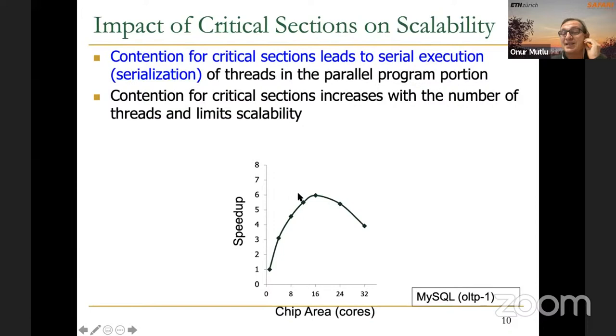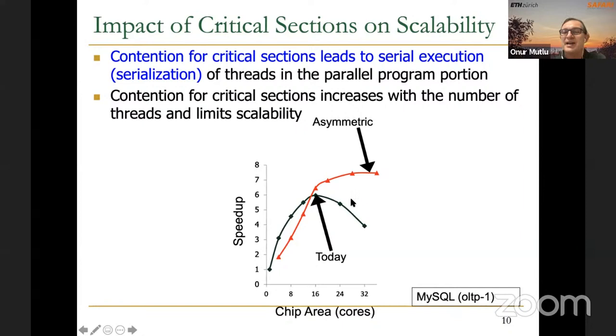So clearly, critical sections and other bottlenecks limit your scalability, so you don't get the speed up of 16 with 16 threads, right? Okay. With asymmetric cores, we will show that we can actually get a much better speed up curve. So we can actually improve both scalability and performance. And we will see how we do that in this lecture.